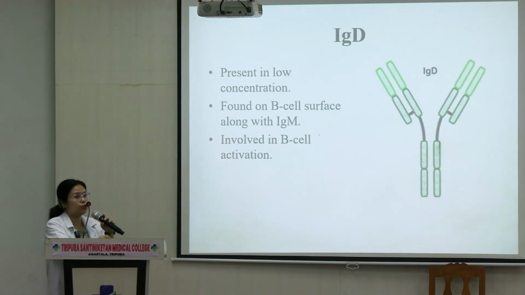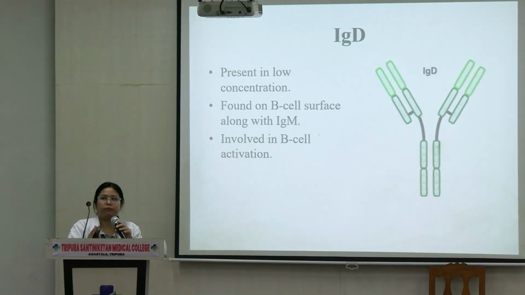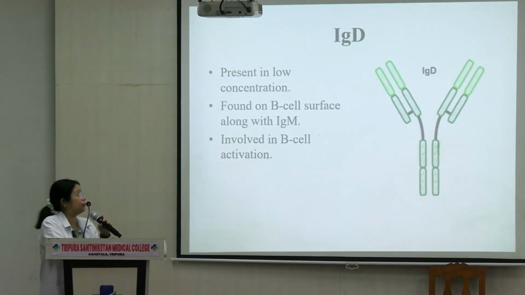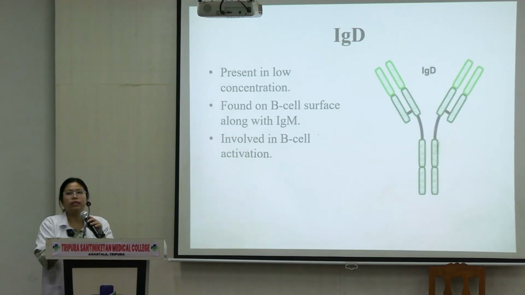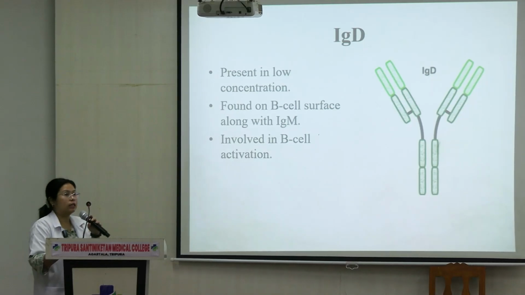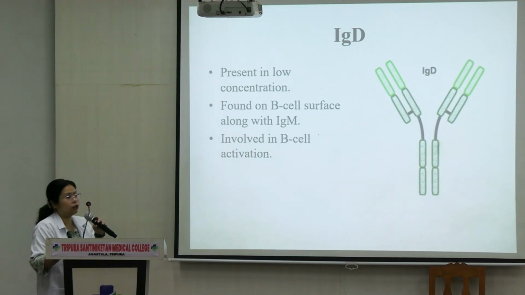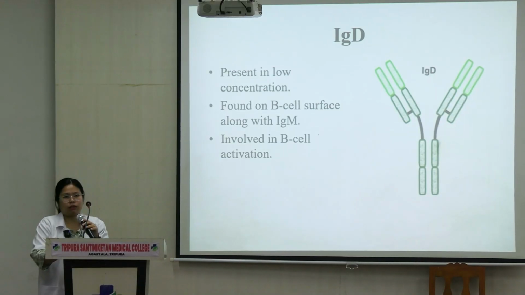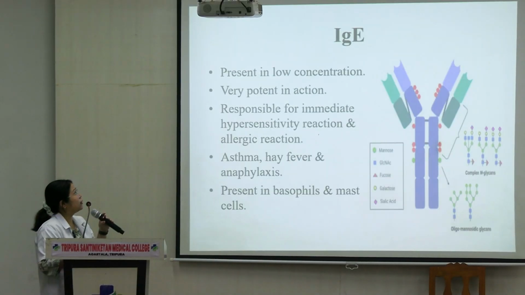This is IgD. You don't have to remember each one of those structures, okay? You have to remember the basic structure of an immunoglobulin. This is IgD. This is present in very low concentration. It is also found on the cell surface of B lymphocytes along with IgM, and they are involved in B cell activation. There is no other function that we have seen so far for IgD.